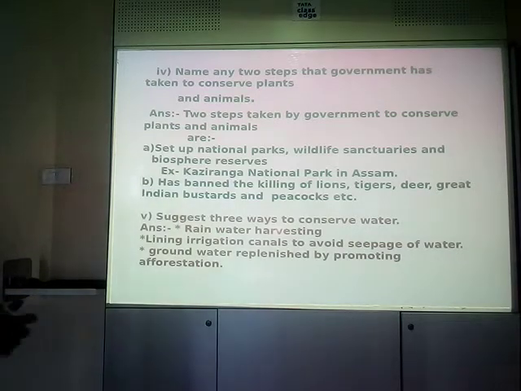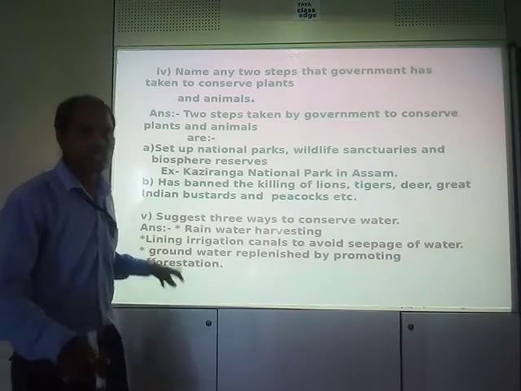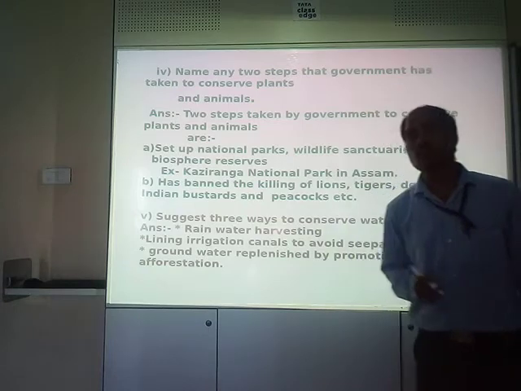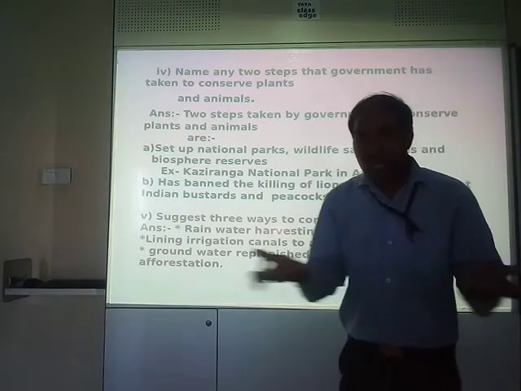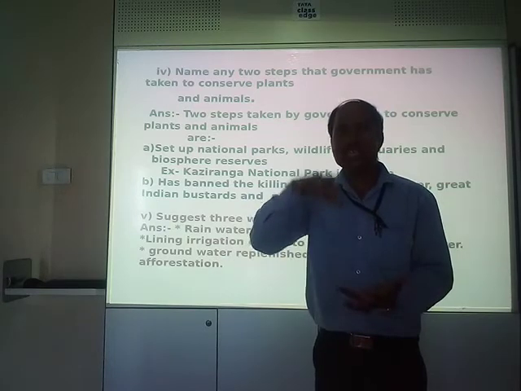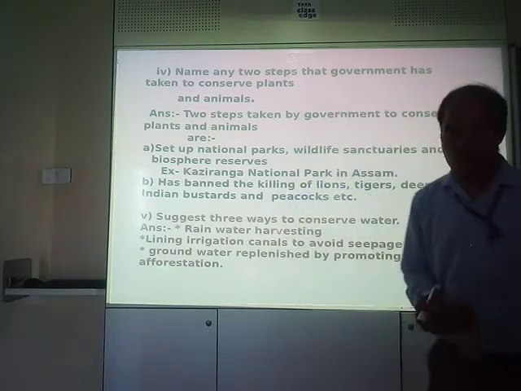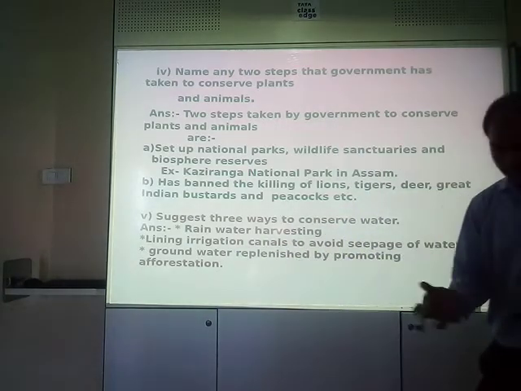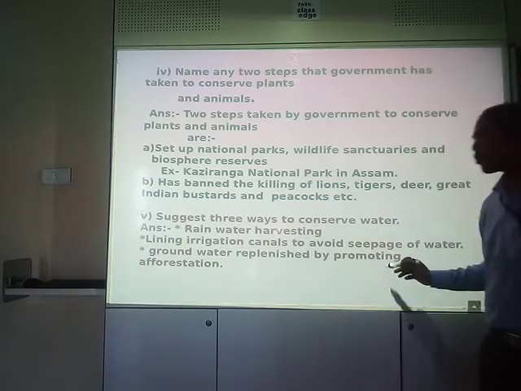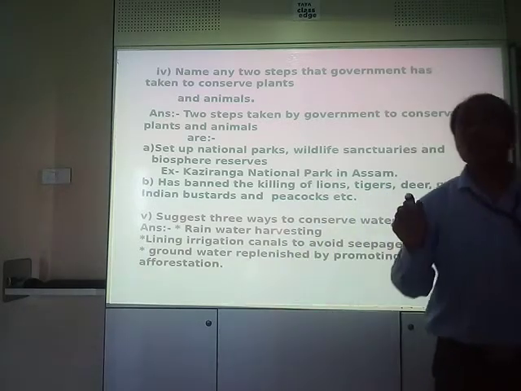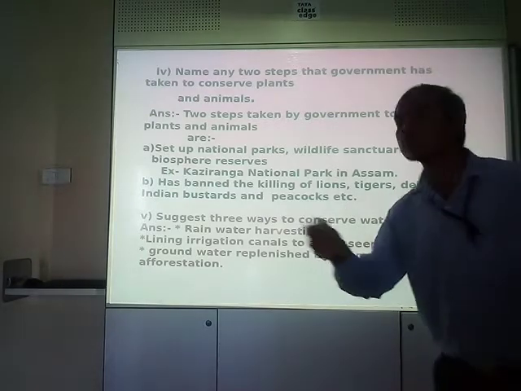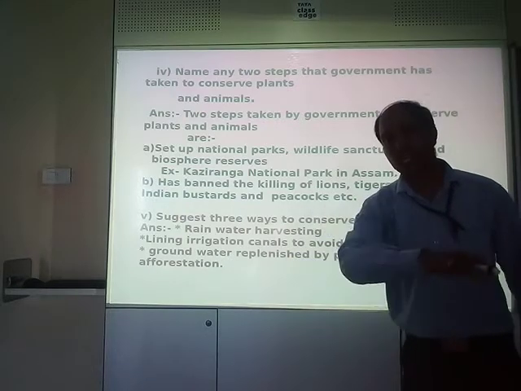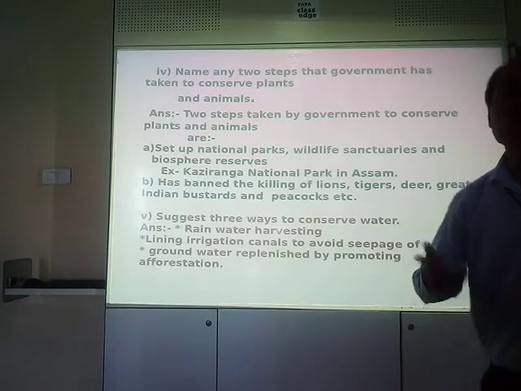And your third point is groundwater, the water which is present in the water table. You may ask, what is the meaning of water table? The ground level water which is stored inside the ground is the water table, right? So that groundwater, that water table, is replenished or protected by promoting afforestation. Afforestation means the opposite of deforestation. Deforestation means cutting of trees. Afforestation, the opposite of cutting of trees, means planting more and more trees.